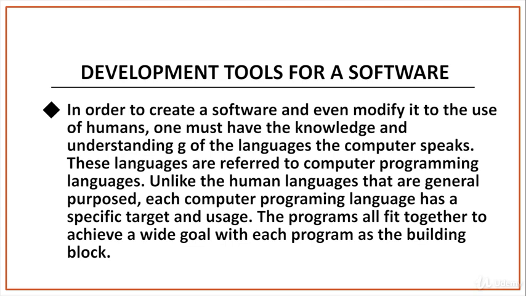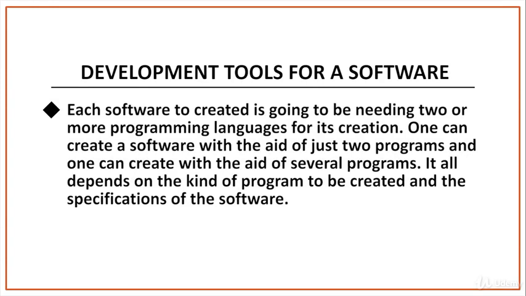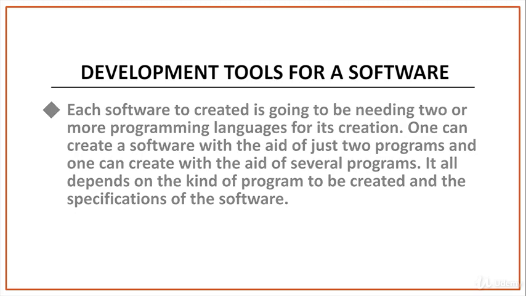These languages are referred to as computer programming languages. Unlike the human languages that are generally purposed, each computer programming language has a specific target and use. The programs all fit together to achieve a wide goal, with each program as the building block. Each software created is going to need 2 or more programming languages for its creation. Someone can create a software with the aid of just 2 programs. Someone else can create with the aid of several programs. It all depends on the kind of program to be created and the specification of the software.